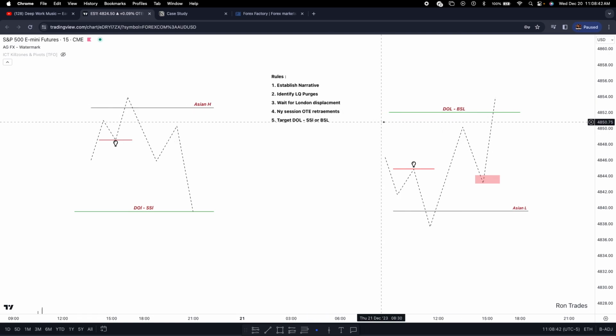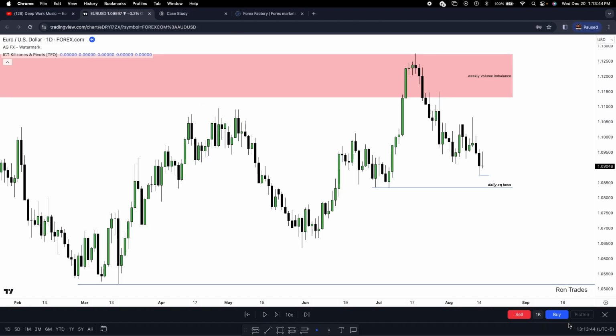So let's go into some live examples. All right, as you guys can see right here, we have a clear draw on liquidity, which is going to be these daily equal lows. This is a sell model example. So coming into this Wednesday's trading, which is August 16th, a back test session, I want to see price draw to these daily equal lows.